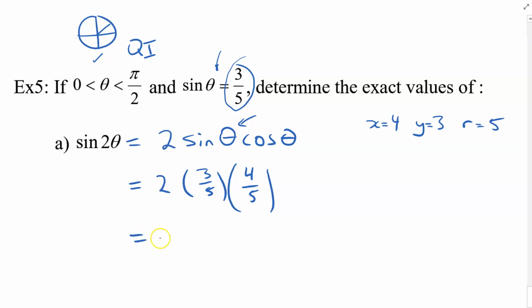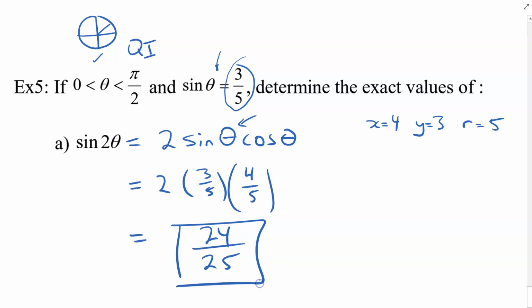So here my denominator is going to be 25. 3 times 4 is 12, and 12 times 2 is 24 over 25. So my guesstimate was pretty close. Remember I said it's going to be pretty close to 1, and 24 over 25 is pretty darn close to 1. So it's almost at that very top. In radians, it's going to be pretty close to pi over 2, but slightly less than that.